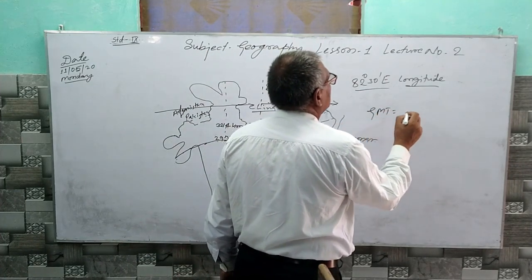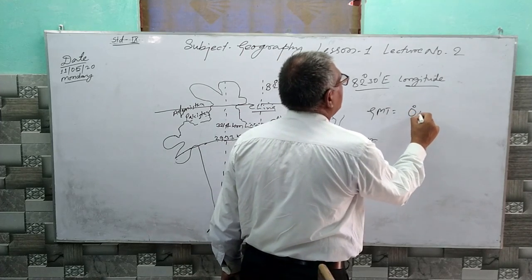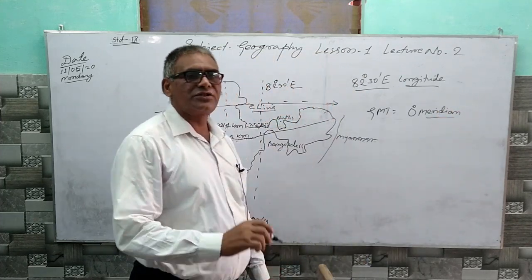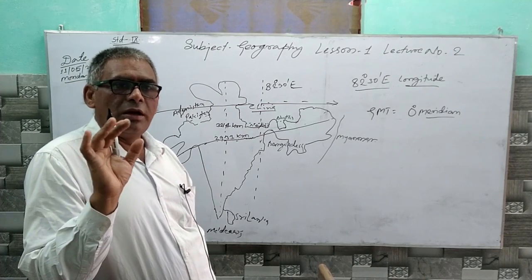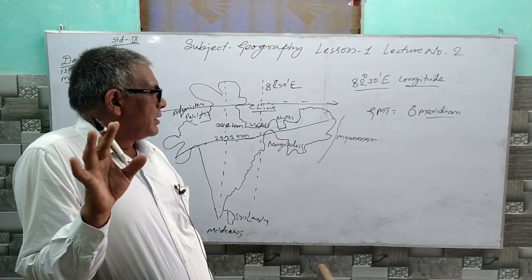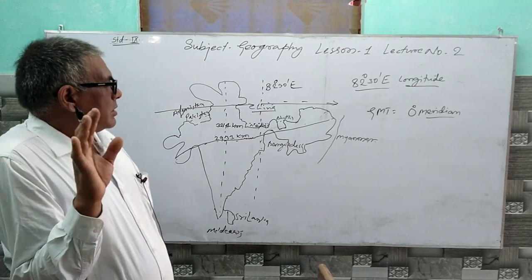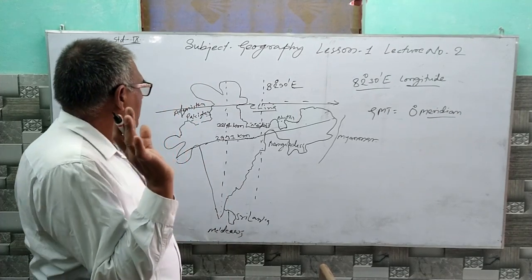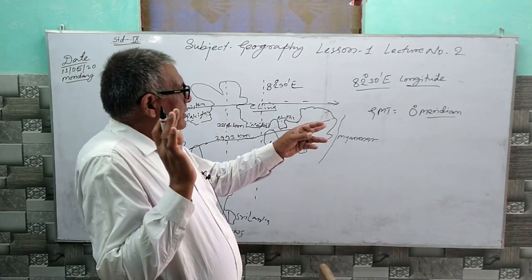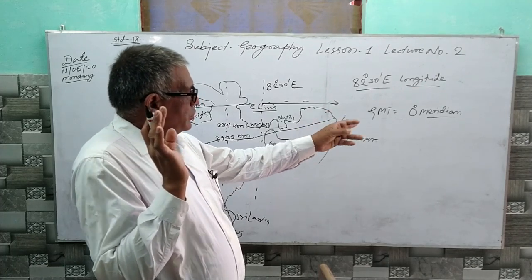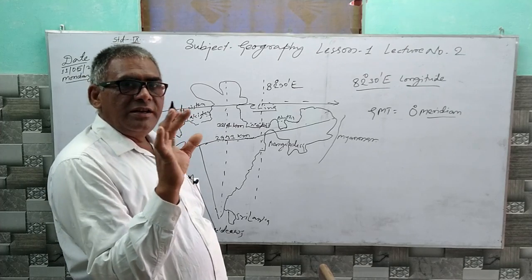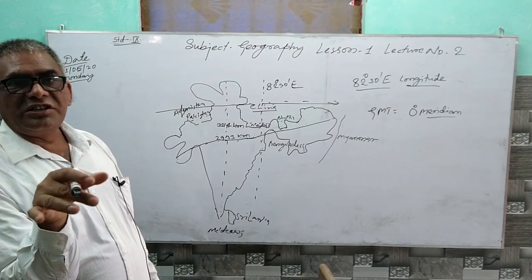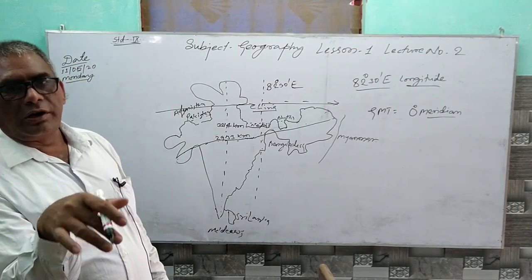GMT follows the time of the 0 degree meridian. This meridian passes through the Greenwich Observatory of England, London, and this 0 degree meridian's time, that is the prime meridian's time, is considered the standard time for the whole world.